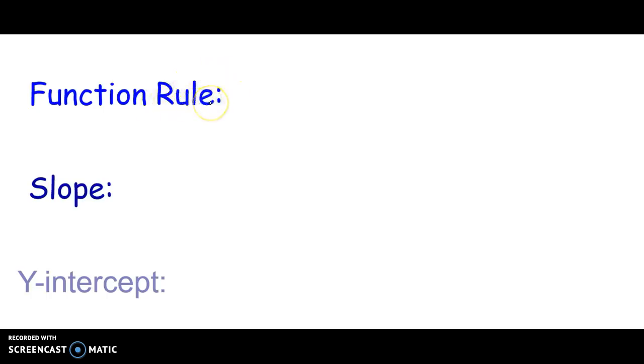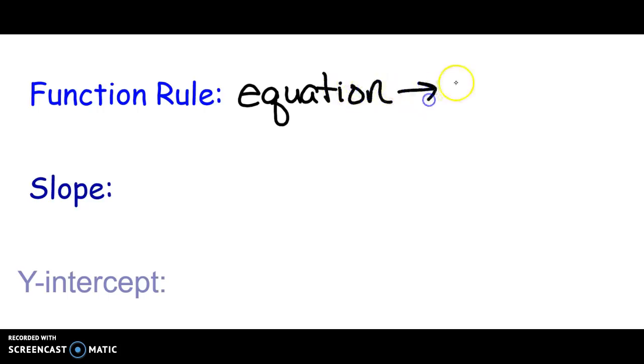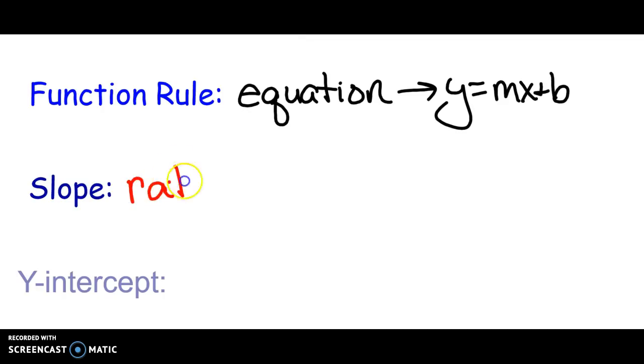The first thing we want to talk about is a function rule. We've maybe mentioned this a couple times, but let's just define it now. A function rule is an equation. And since we're doing linear functions, we're going to stick with the equation y equals mx plus b, or slope-intercept form. All of our equations are going to be written like this, but since we're not doing a table or a graph, our slope is going to be just a little bit different today in the fact that we're looking for a rate of change.